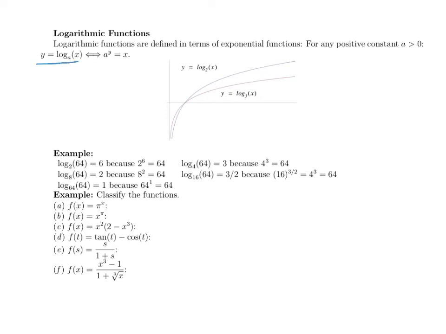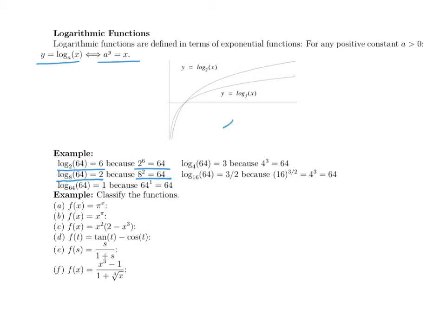Log to the base a of x is equal to y if a to the y equals x. It's the power of a which equals x. For example, log to the base 2 of 64 is 6, and that's because 2 to the 6 is 64. And log to the base 8 of 64 is 2, because 8 squared is 64. Here you have the graph of two of these logarithmic functions.